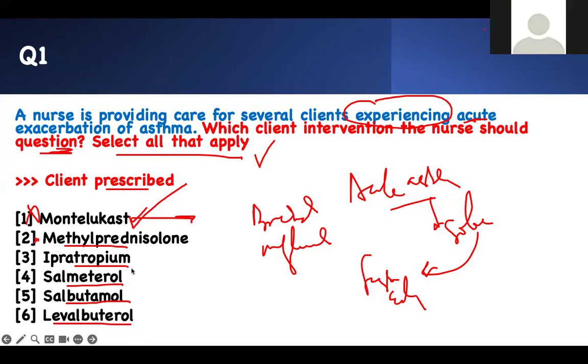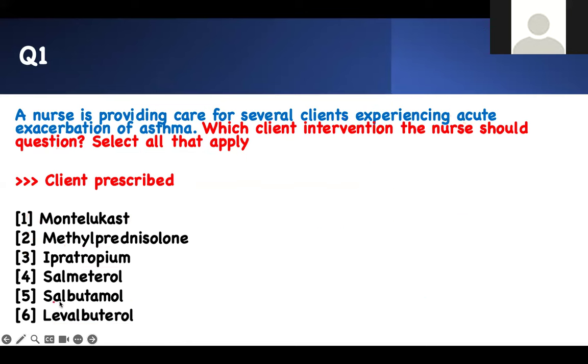Ipratropium is an anticholinergic, which acts as a bronchodilator. Anticholinergic is used in an acute flare. Salmeterol is long-acting, so it is for maintenance, right? You cannot use it for an acute flare. Salbutamol, look at it carefully. This is the same as albuterol. That's another name for albuterol. It's not salmeterol, it's salbutamol, right? This is albuterol. You can use it for an acute flare, so you don't need to intervene.